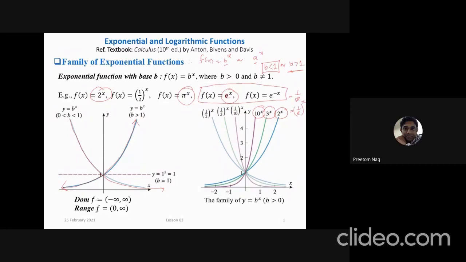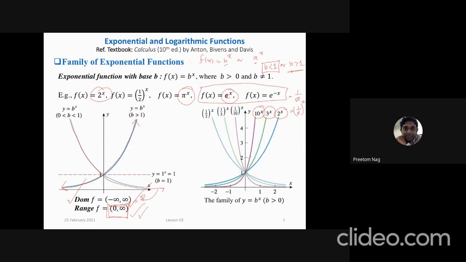The domain of the exponential function is always minus infinity to plus infinity, and the range of the exponential function is very important. The range of the exponential function is always positive numbers, 0 to infinity. Everyone please keep this information in mind. What is the domain of the exponential function? The set of all real numbers. What will be the range of f? The range of the exponential function will always be 0 to infinity.